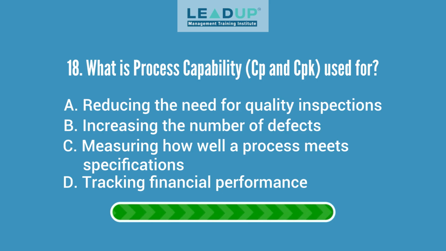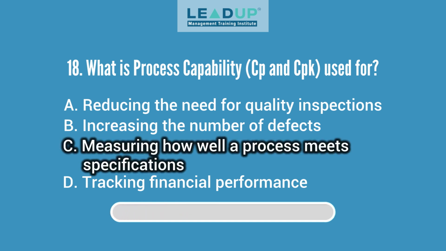Question 18. What is process capability, Cp and Cpk, used for? A. Reducing the need for quality inspections. B. Increasing the number of defects. C. Measuring how well a process meets specifications. And D. Tracking financial performance. The answer is measuring how well a process meets specifications.